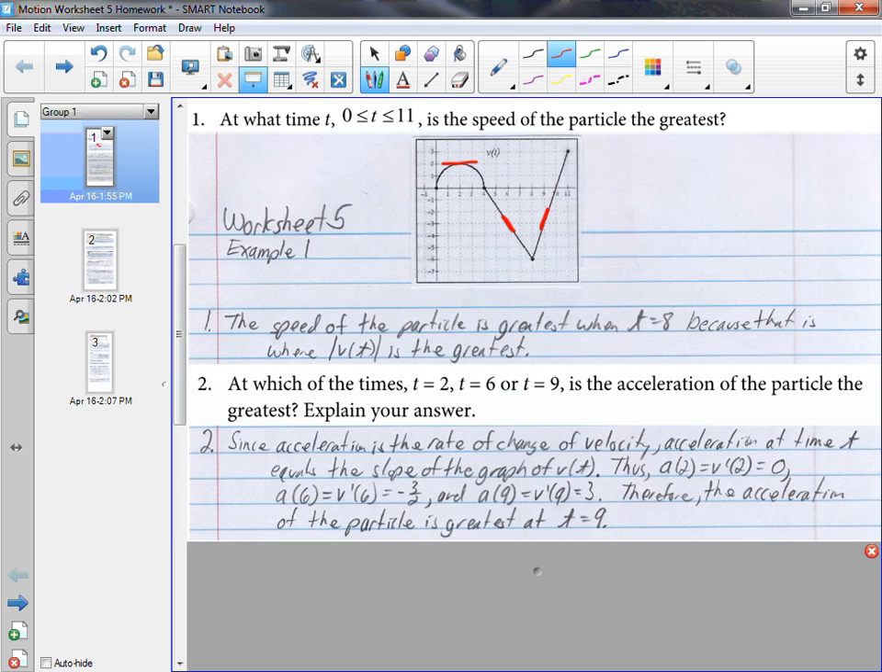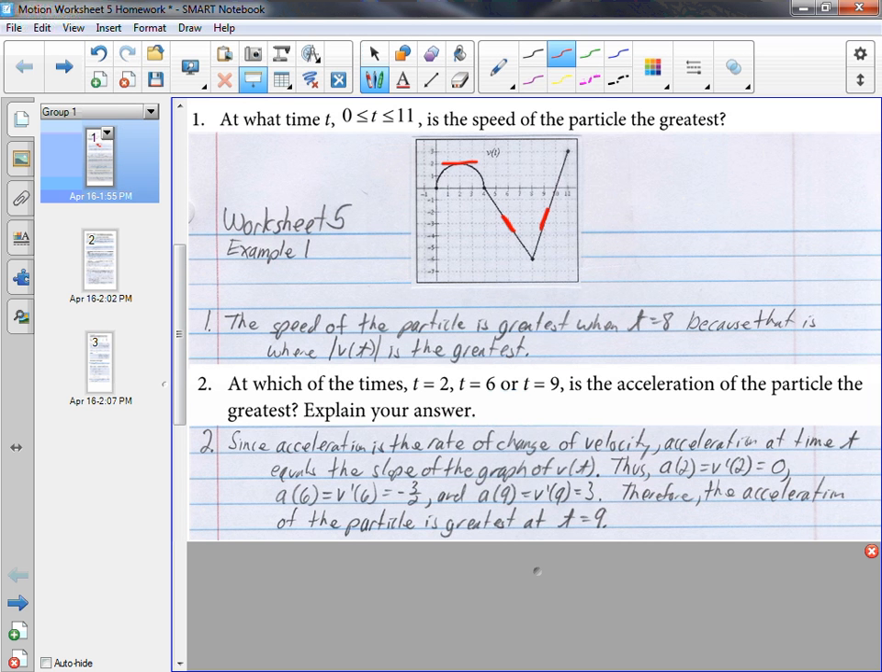A of 6. So when I actually took the time to figure out what that slope was, turns out it's negative 3/2. And then A of 9, take the time to figure out that slope, it's 3. Therefore, the acceleration of the particle is greatest at t equals 9.